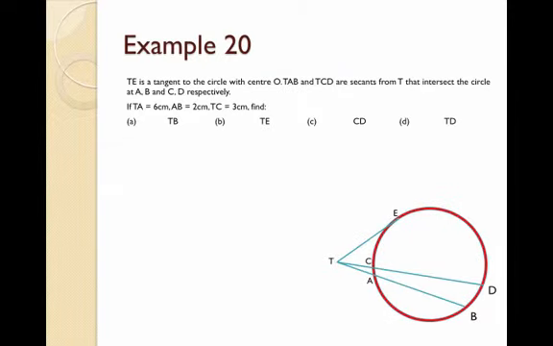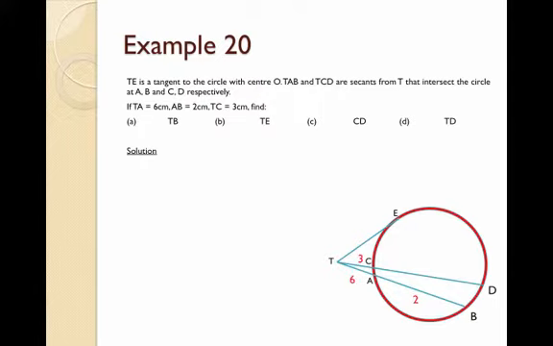Let's look at an example that uses this theorem. Example 20 says that TE is a tangent to the circle with center O. TAB and TCD are secants from T that intersect the circle at AB and CD respectively. If TA is 6 cm, AB is 2 cm, and TC is 3 cm, find the lengths of those lines TB, TE, CD, and TD. Pause the video to give yourself a chance to draw the picture and try the solution for yourself. Try labeling the diagram with the information given in the question.